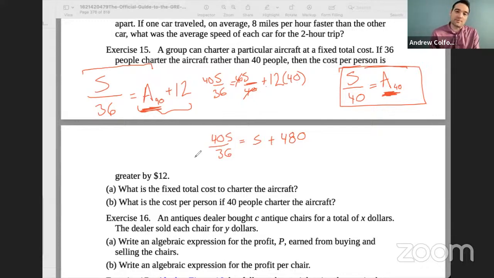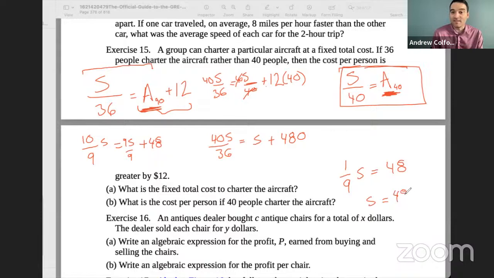And then we can simplify this down if we want to. You have your calculator, so that's always an option. This becomes 10 over 9 S equals S plus 480. So I could subtract 9 over 9 S on both sides, right? So that this becomes 1 over 9 S equals 48, and S is just going to be 48 times 9. I know I zipped through the manipulation there. If anyone wants to see that a little more in detail, let me know, and I'll run back through it.